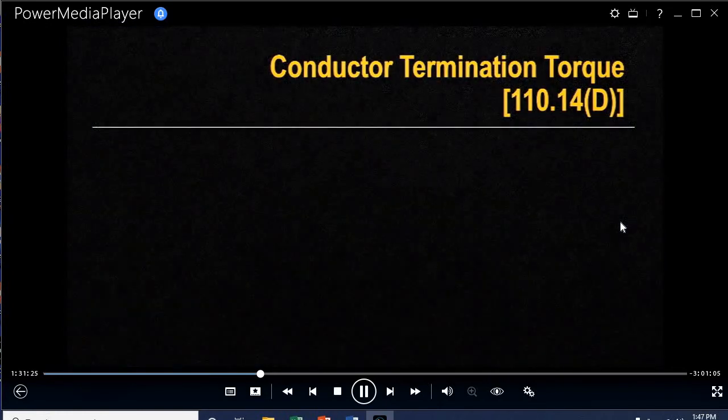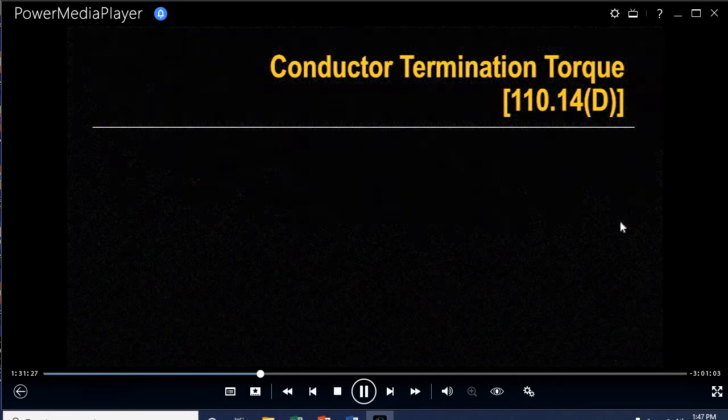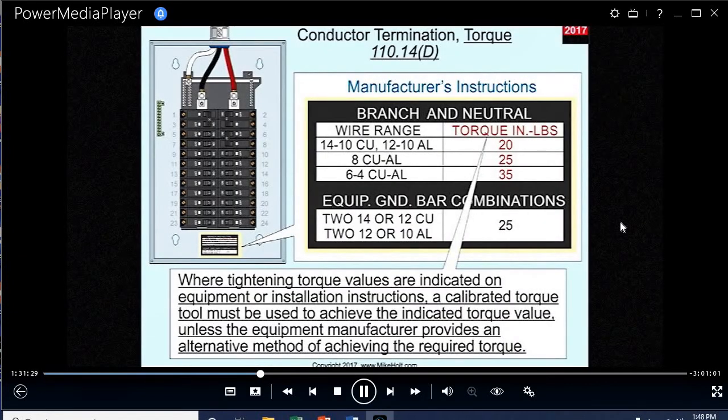Conductor torquing, 110.14(D). This is a new rule in the 2017 code. This was an informational note, but in reality, this was a requirement via 110.3(B). Equipment had to be installed according to listing and labeling instructions, and the instructions always required torquing. So they got the information about the torquing requirements in the UL standards, or the different standards.